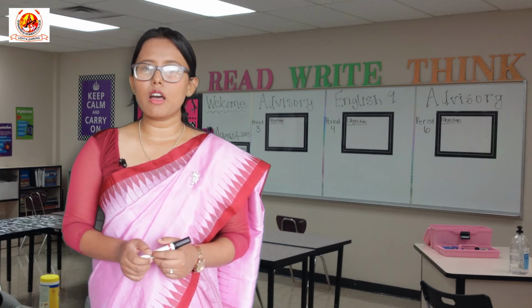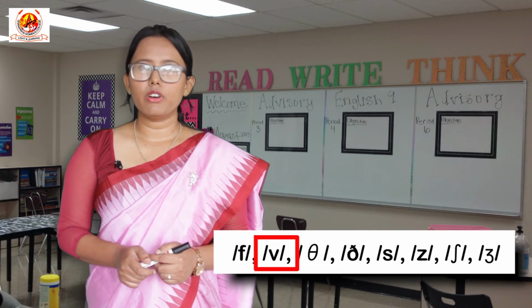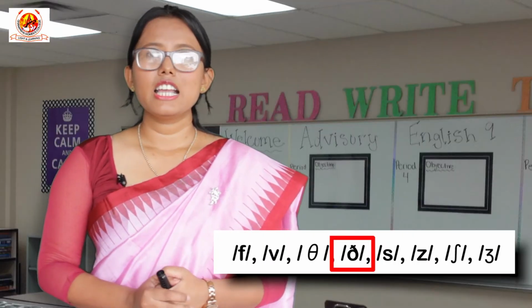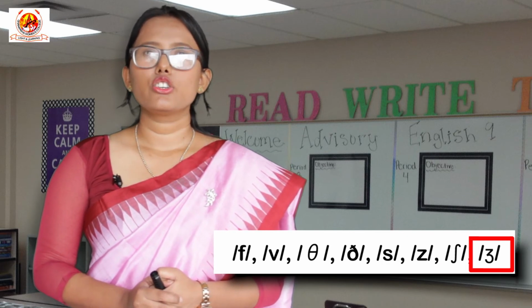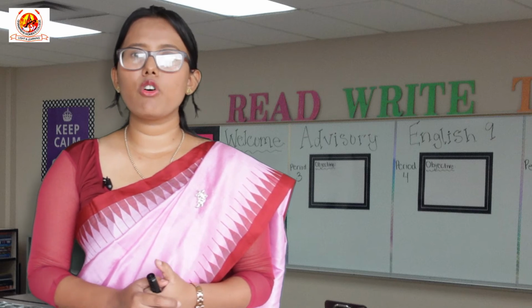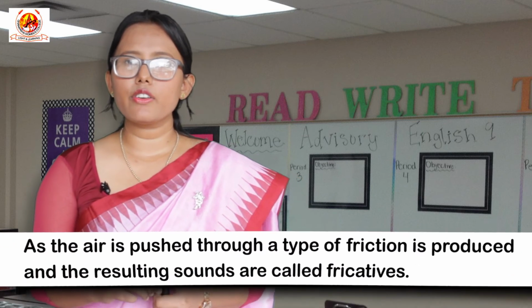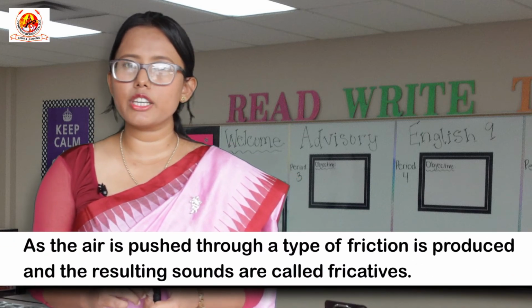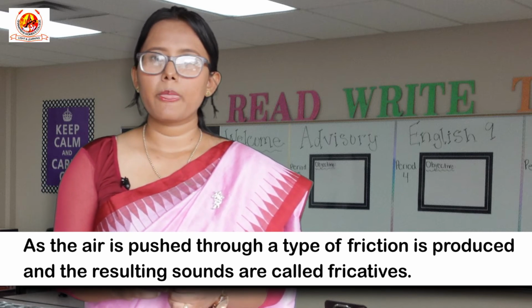The next set of sounds constitute the consonants like f, v, s, z, sh, and zh. The manner of articulation of these consonants involves almost blocking the air stream and having the air pushed out through a very narrow opening. As the air is pushed through, a type of friction is produced and the resulting sounds are known as fricatives.